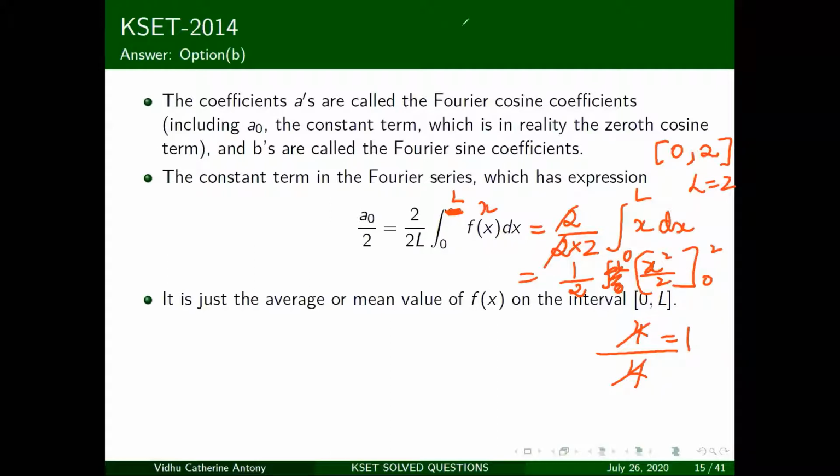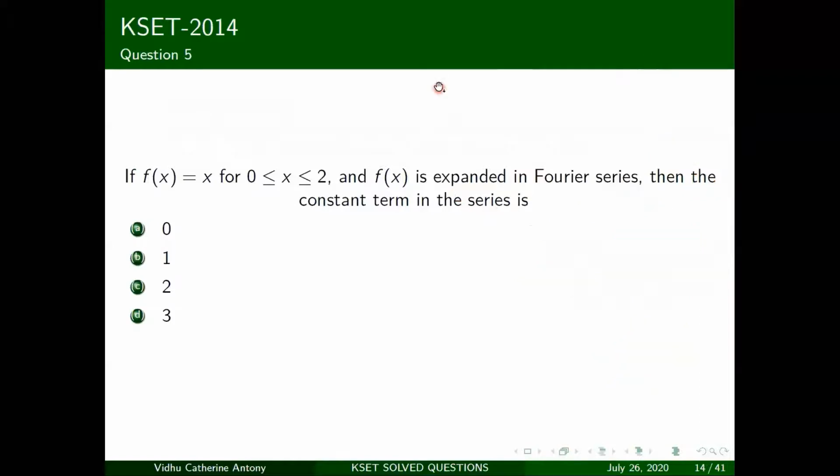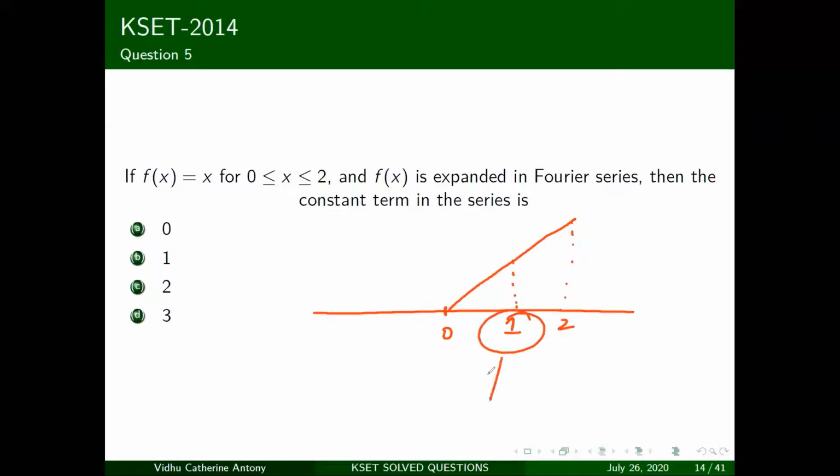Okay, so now let's go back and let's analyze this whole thing. Okay, so what did I tell you? How do you draw this function? Basically, you draw it from 0 to 2, right? So when you take the average of these 2 points, where do you end up coming? You end up coming at 1. And this is called the constant term.